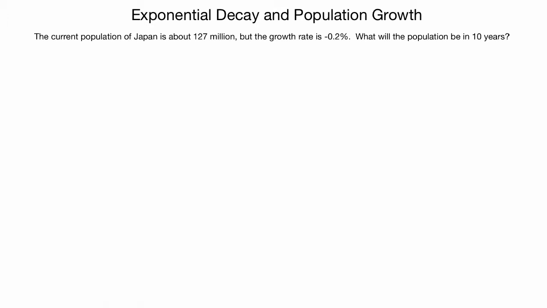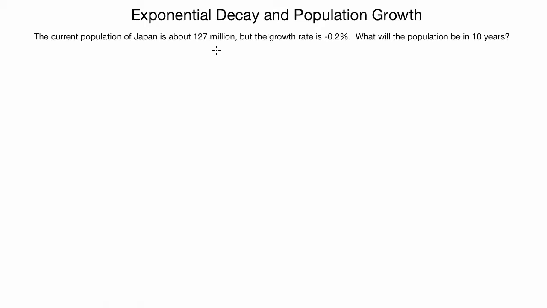So here's our problem that we're going to be looking at. The current population of Japan is about 127 million, but the growth rate is a negative value. It's a negative 0.2%. And these numbers are from just doing a quick Google search. What will the population be in 10 years? That's our problem here, is trying to model and think about population and the change that happens.